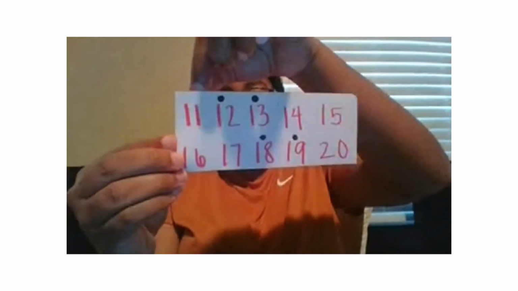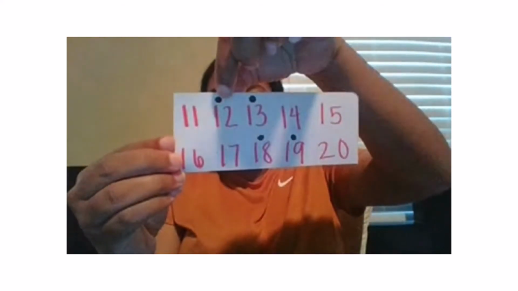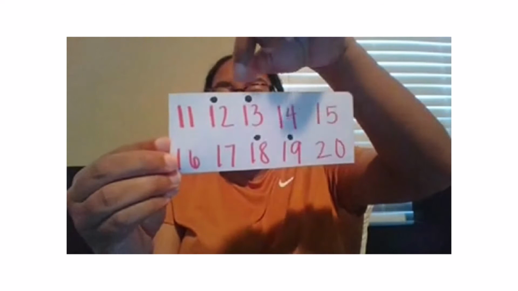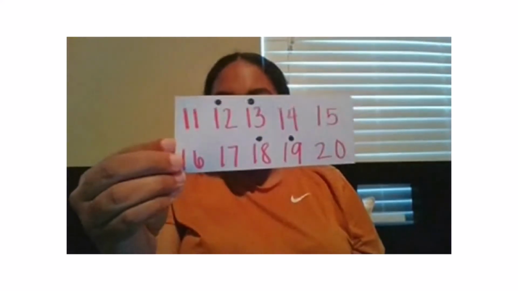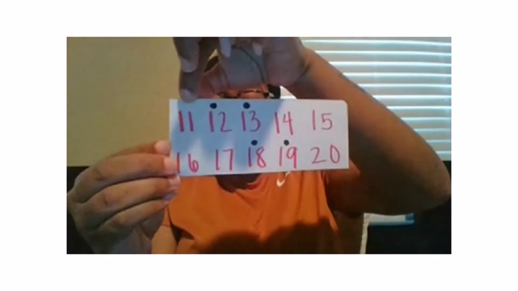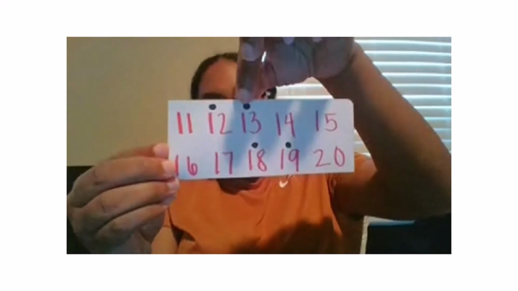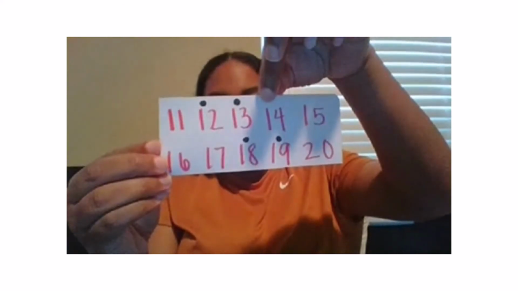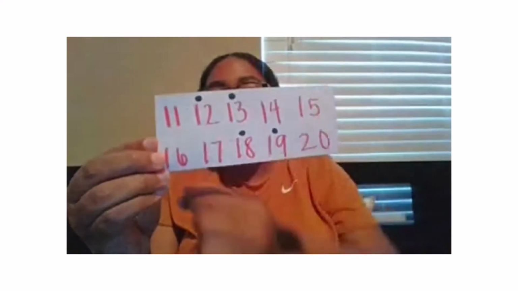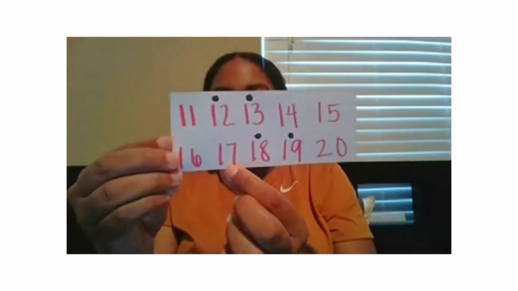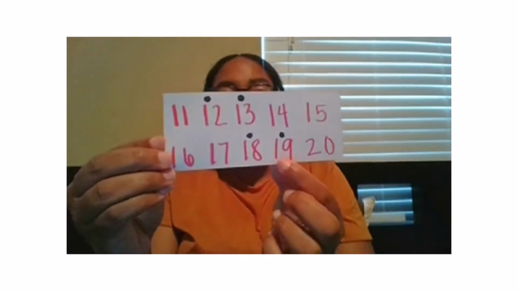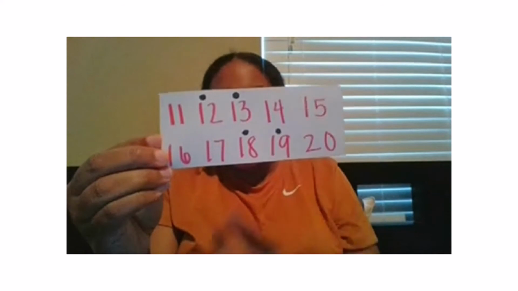All right, so 10 1, 12, 13. Ha ha ha. Some of you guys got tricked. Let's try that one again. 10 1, 12, 13, 10 4, 10 5, 10 6, 10 7, 18, 19, 2 10. Let's try that one again.